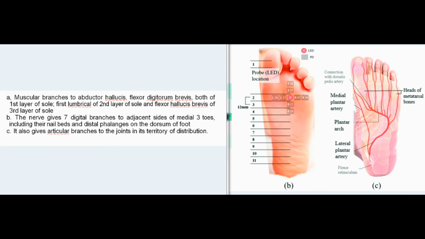A. Muscular branches to abductor hallucis, flexor digitorum brevis, both of first layer of sole, first lumbrical of second layer of sole, and flexor hallucis brevis of third layer of sole. B. The nerve gives 7 digital branches to adjacent sides of medial 3 toes, including their nail beds and distal phalanges on the dorsum of the foot. C. It also gives articular branches to the joints in its territory of distribution.